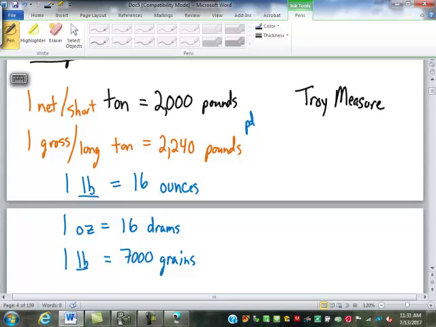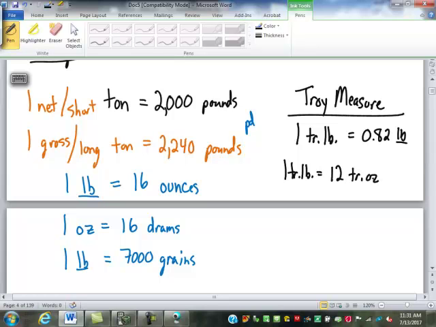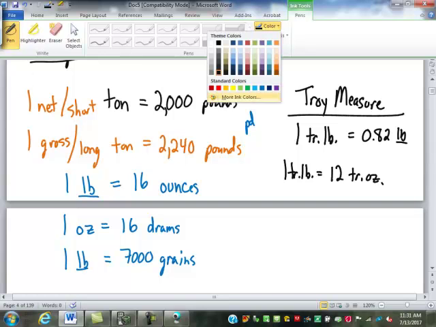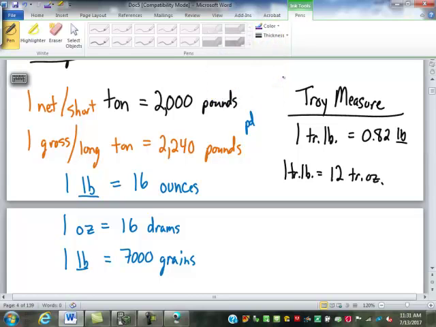And in the Troy measuring system, 1 Troy pound is only about 0.82 to 0.83 regular pounds. But 1 Troy pound only contains 12 Troy ounces. So a Troy pound is smaller than our standard pound, but a Troy ounce is actually slightly larger than our standard ounce. So if you bought an ounce of gold, it actually is slightly more than an ounce because you're buying a Troy ounce of gold.